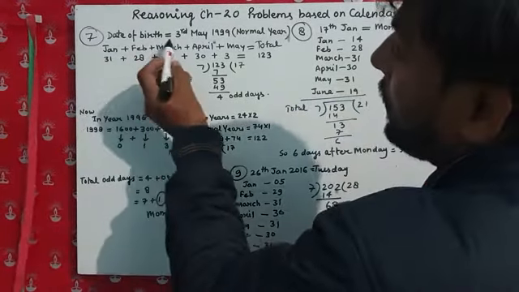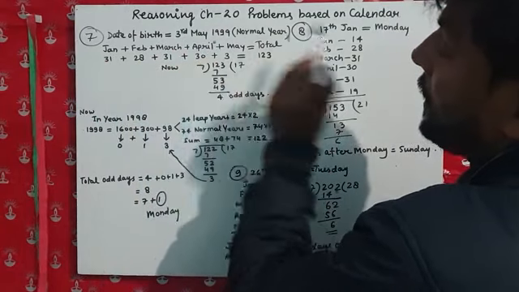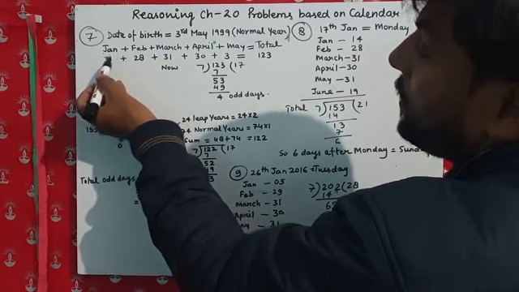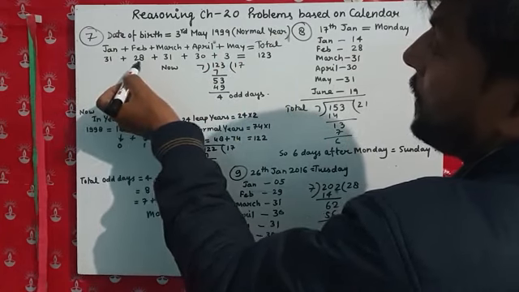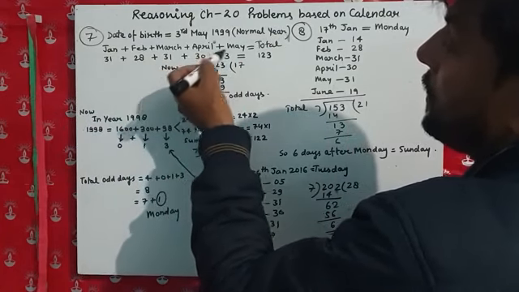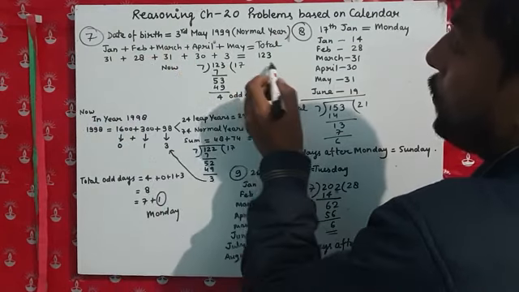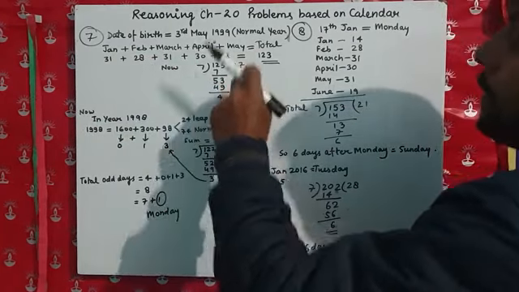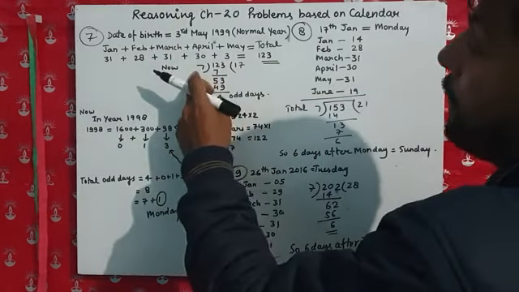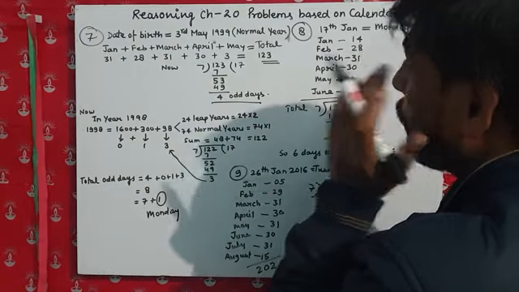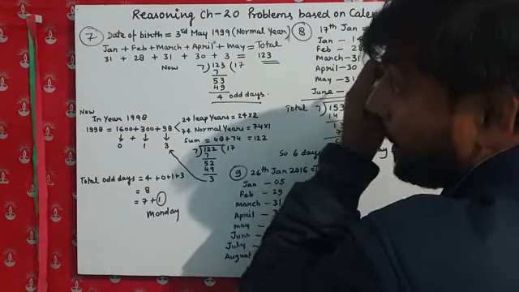So the date of birth is given as 3rd May 1999. As we know, 1999 is a normal year. So here Jan will be 31, Feb 28, March 31, April 30, May 3 days. In May there are 3 days only. Total days are 123. Now we have to find the number of odd days by dividing by 7. So here there are 4 odd days. We got the 4 odd days in the year 1999.